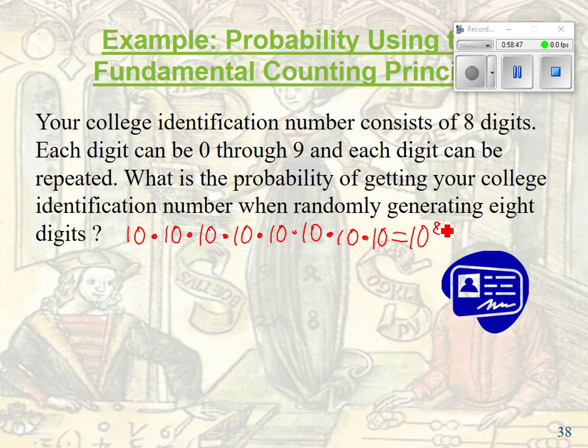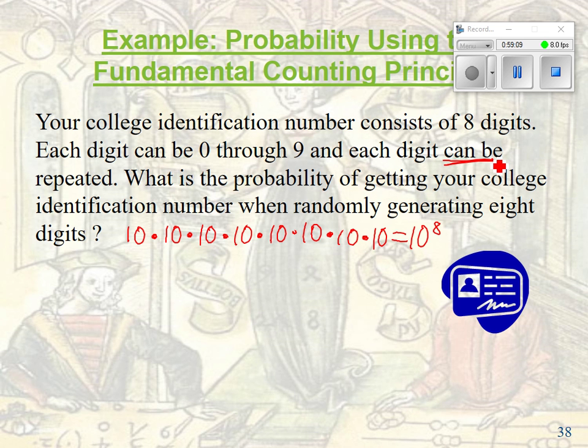First number could be any of those numbers, right? 0 through 9. So 0, 1, 2, 3, 4, 5, 6, 7, 8, 9. 10 of those numbers. So there's 10 possible things for the first number. They said it can repeat. So even if you pick a 2 the first time, you could get a 2 the second time also.